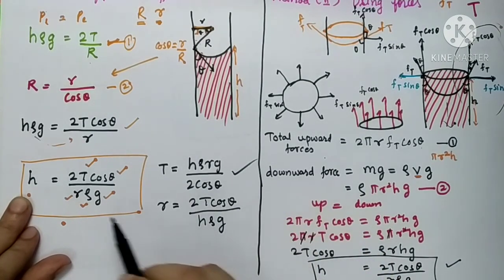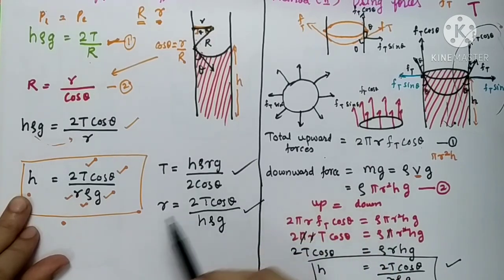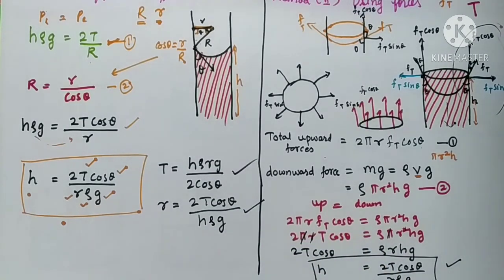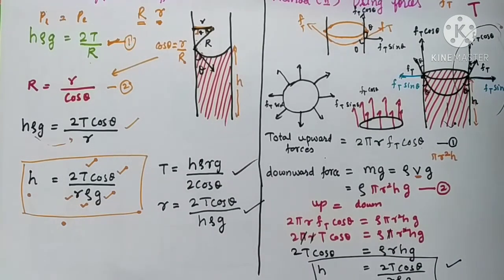So these are the three main important formulas that we can derive from these two methods. One is the method of pressure difference and the other one is the method of forces. Using the forces method also we can derive these formulas. So here the two derivations have been completed. Two different methods have been completed. Hope you all have understood the topic. Thank you. Let's stop here.